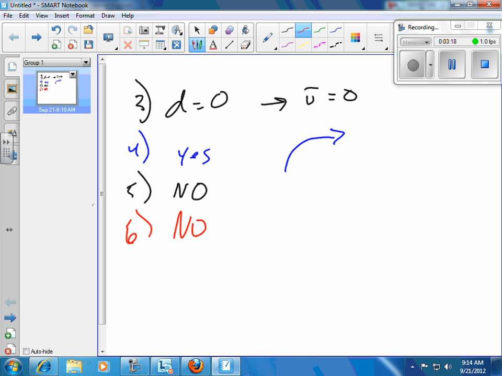Number 7, can the velocity of an object be 0 at the same instant its acceleration is not 0? Ooh, this one's a little bit harder, I think. Can the velocity of an object be 0 at the same time its acceleration is not 0? What do you think, Riley? Not sure? Darren's thinking, I can see. Jesse, what do you think? Okay. Yes, it's possible. The velocity of an object can be 0 if the acceleration is not 0.